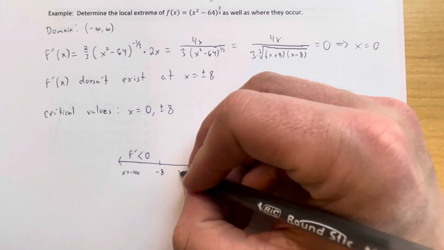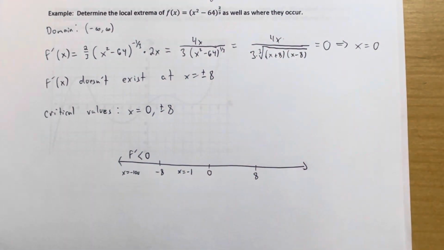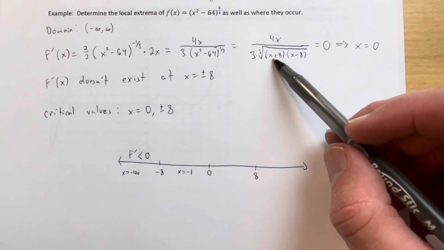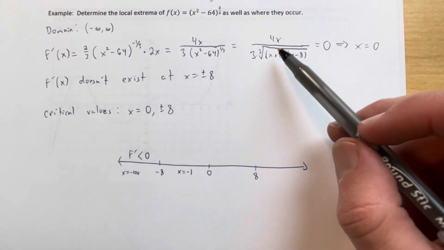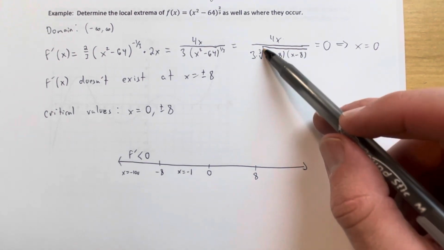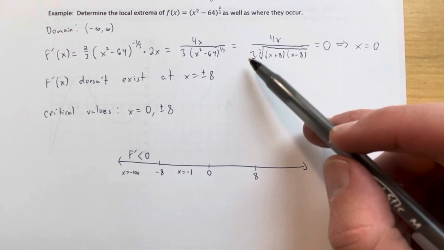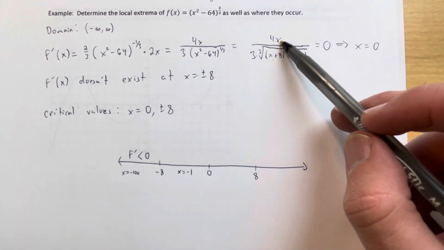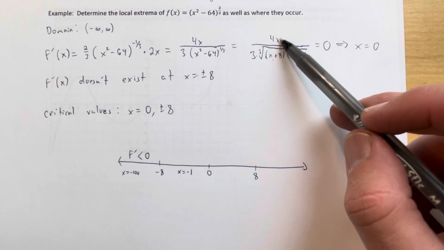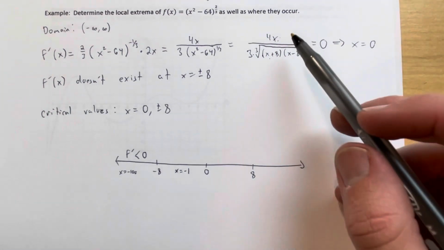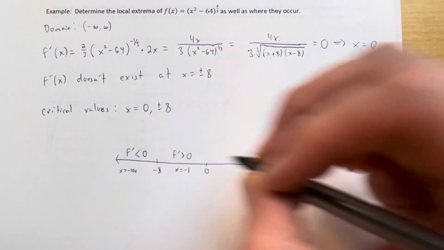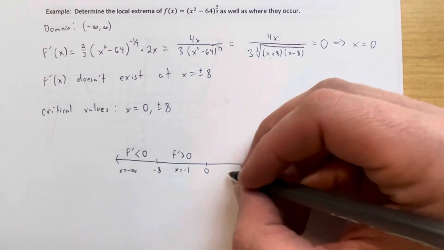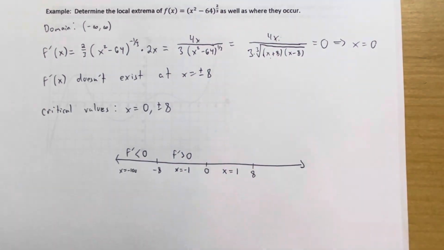Now let's pick a test point over here. Say x equals negative 1. That's in between negative 8 and 0. If I plug a negative 1 in for this x, I get a positive here. If I plug it in for this x, I get a negative here. Positive times negative is negative. Cube root of negative is negative. Times a positive 3, still negative. But if I plug in negative 1 up here, I also have a negative in my numerator. So now I have negative over negative, which is positive. F prime is positive.